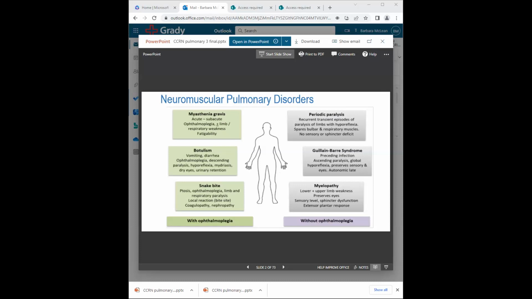MG begins at the head and then descends into respiratory weakness. Guillain-Barré begins at the feet and then ascends into respiratory weakness. Myasthenia gravis is a lifetime disorder, and Guillain-Barré is periodic. Typically it's periodic in association with a hyperstimulation and inflammatory response.